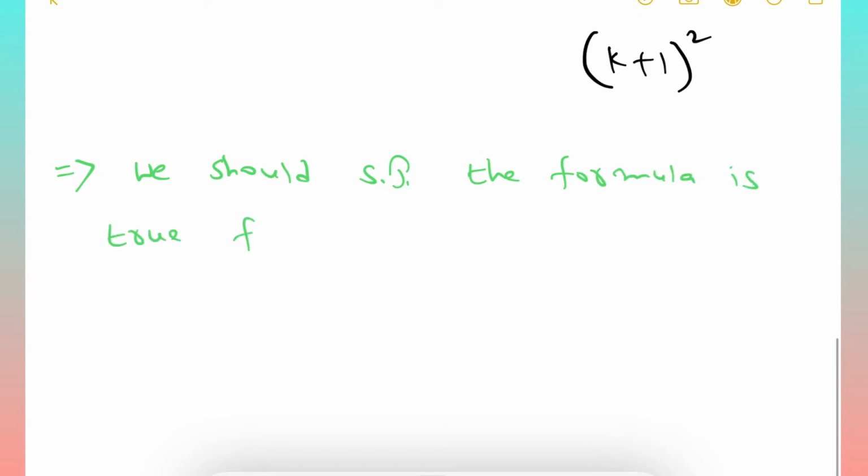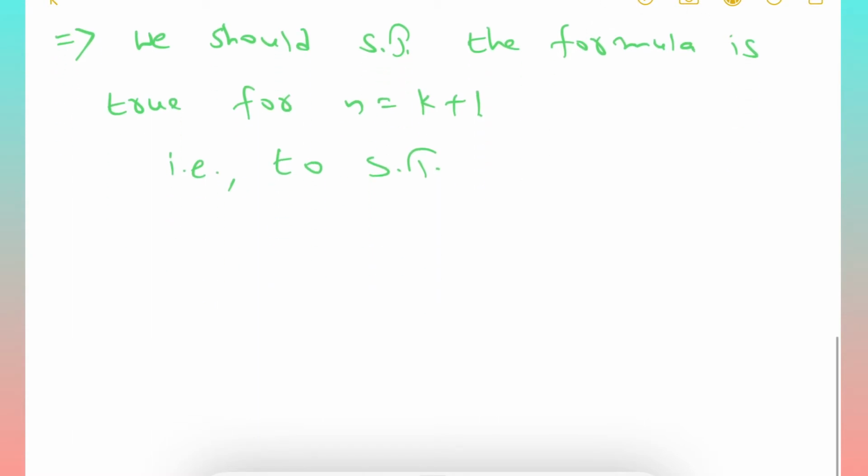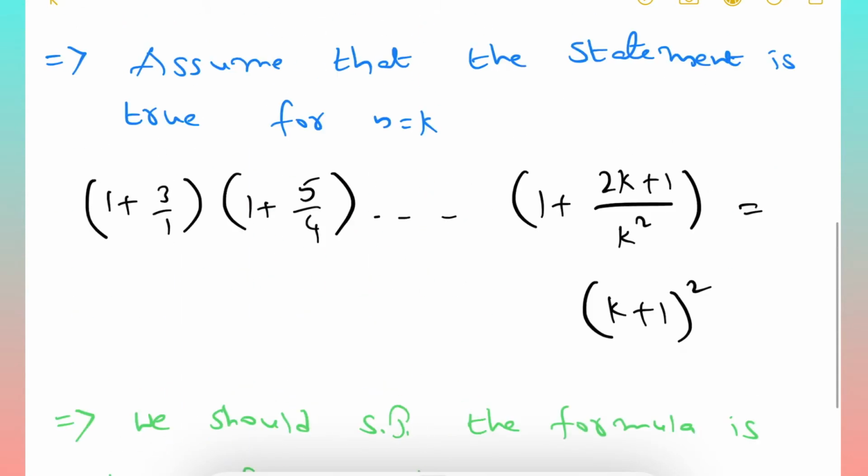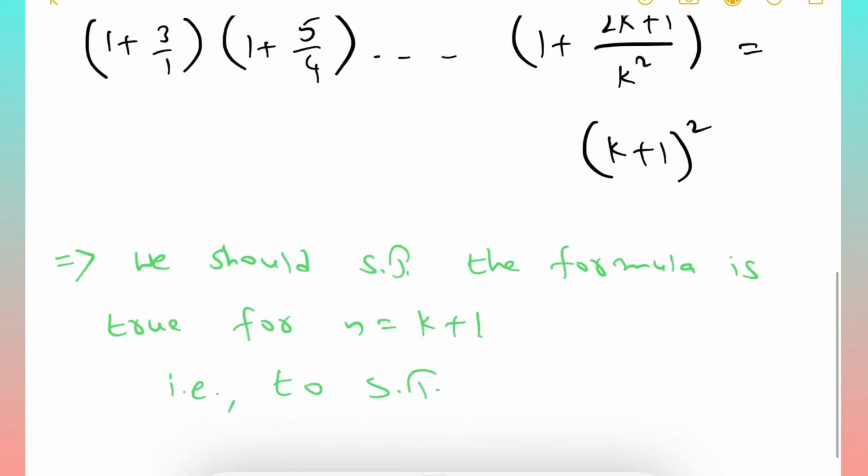Okay, now the third step is, we would like to show that the formula is true for n equals k plus 1. That is, to show that, in the formula wherever we have n, in the place of n we need to substitute k plus 1. Once let me write the formula, that is RHS, if you observe, n plus 1 whole square. Okay, n plus 1 whole square is there.